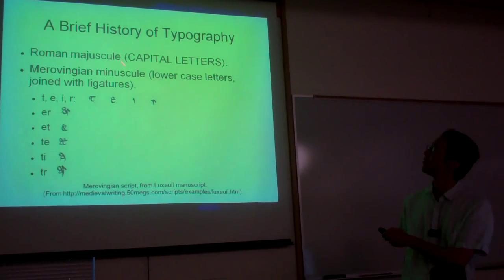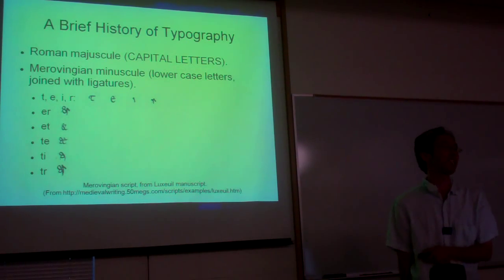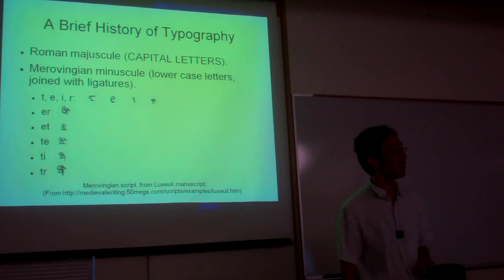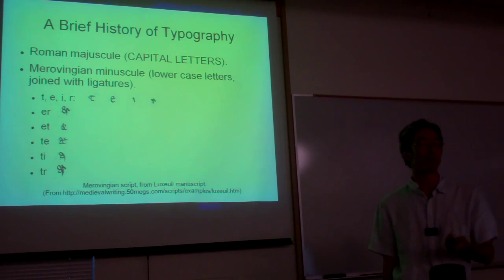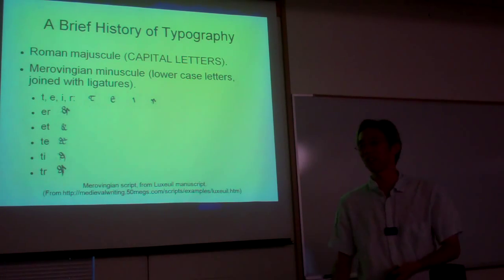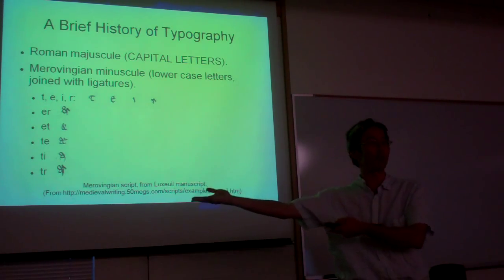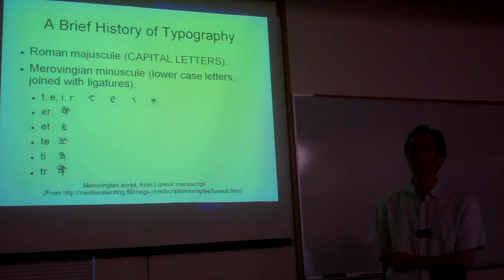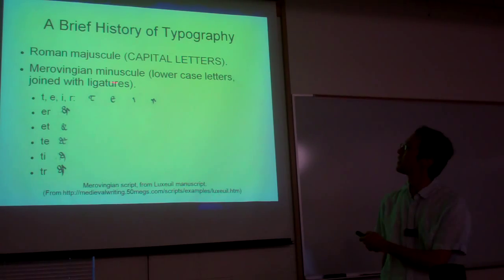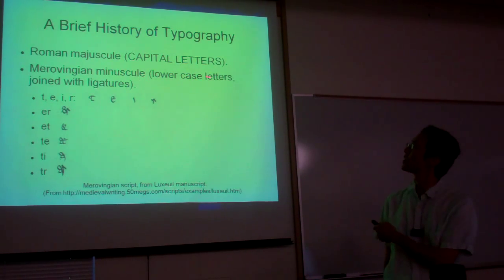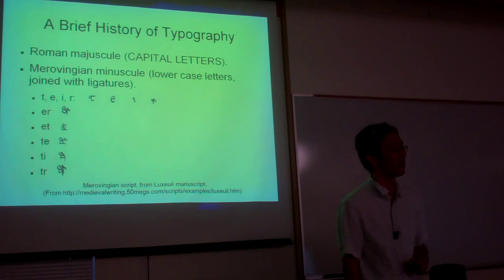The Roman majuscule is pretty much unchanged. It's the capital letters. You can go to the Metropolitan Museum of Art or any other place with a significant Roman collection, and if you can read Latin, you can read the inscriptions on all of the things. And then we have this Merovingian minuscule, which roughly corresponds to our lowercase letters. And those aren't too bad. So here's a T, here's an E, here's an I, here's an R, and they're recognizable.